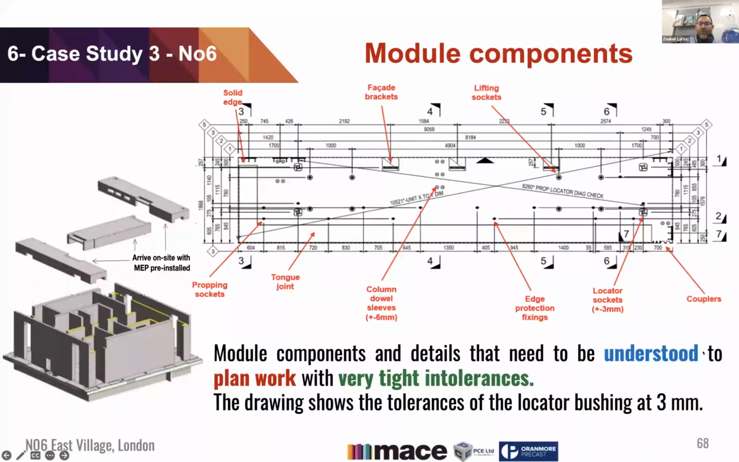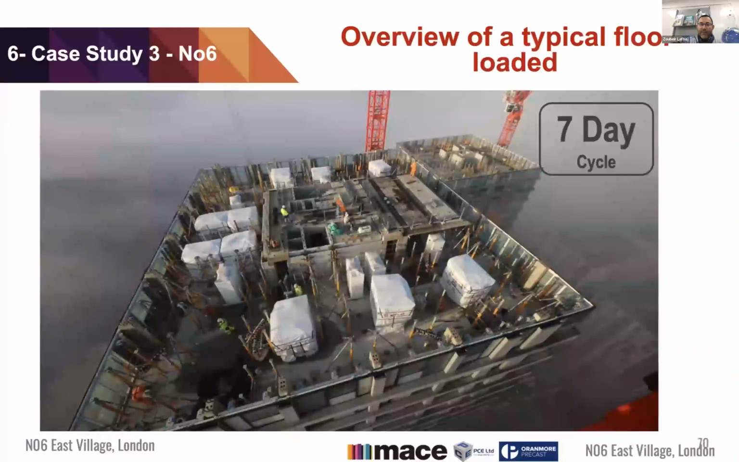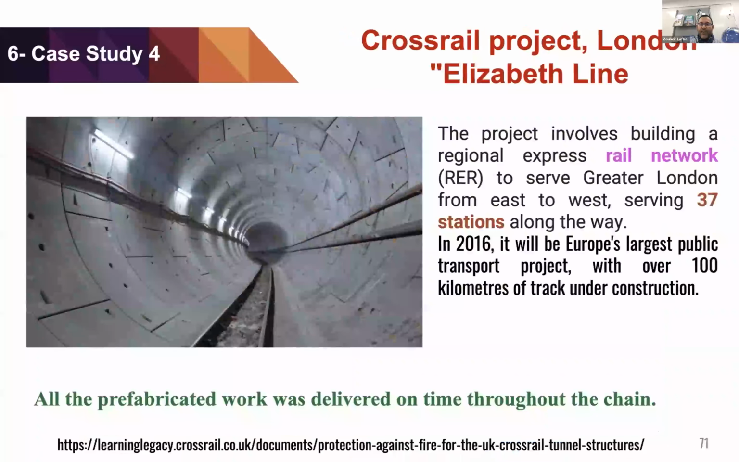Module components and details need to be understood to plan work with very tight tolerance. The drawing shows the tolerance of the locator bushing at 3 millimeters. Can you see the process here? 7 a.m., 9 a.m., 11 a.m., 2 p.m., after 7 days.